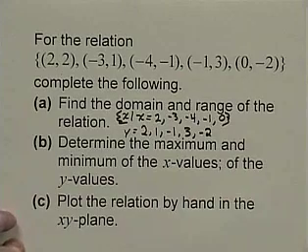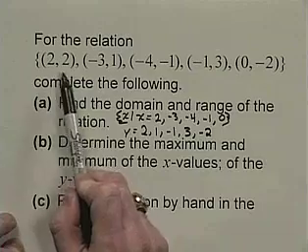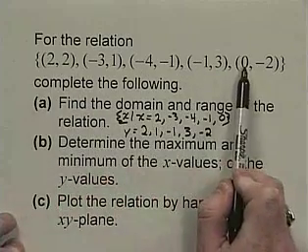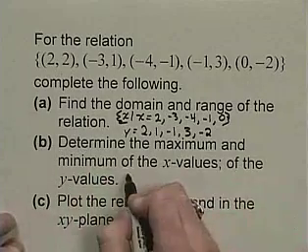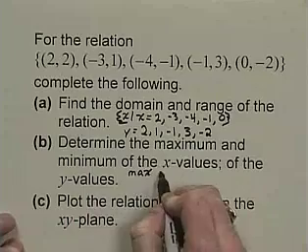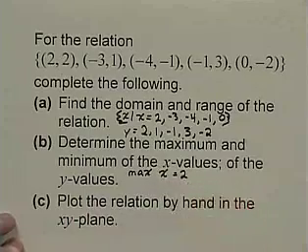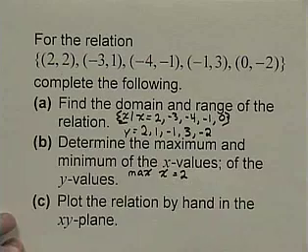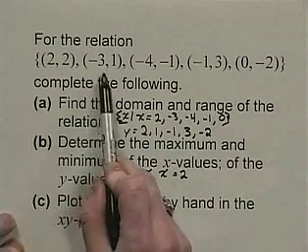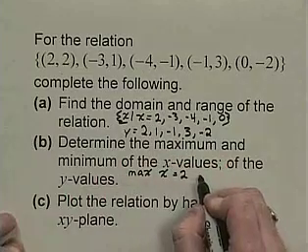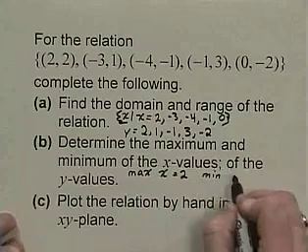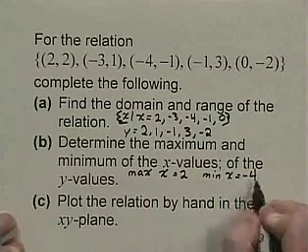Determine the maximum and minimum values of the x's and the y's. Well, let's look for our largest x. Here's a +2, and the rest are negative or 0. So the max value of x is the only positive one, the 2. So the max x is 2. What's the minimum value of x? Well, it's going to be a negative number. There's -3, -4, and -1. -4 is the smallest number. So the min for x is -4.